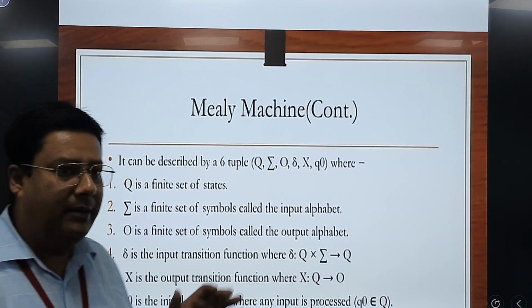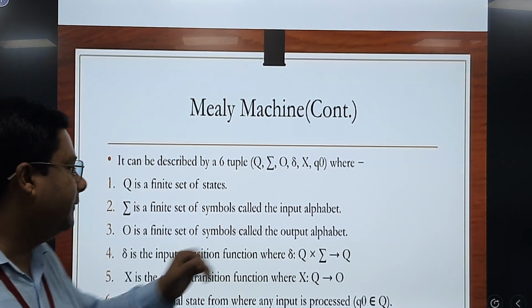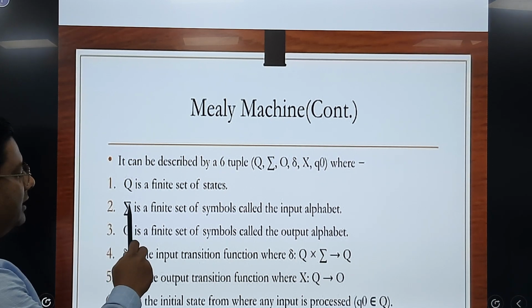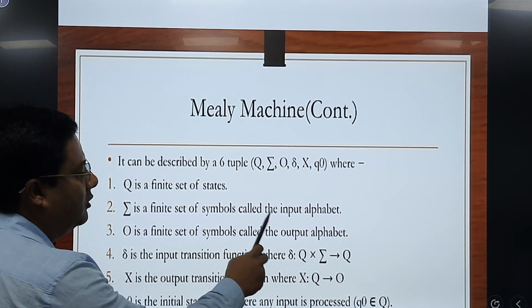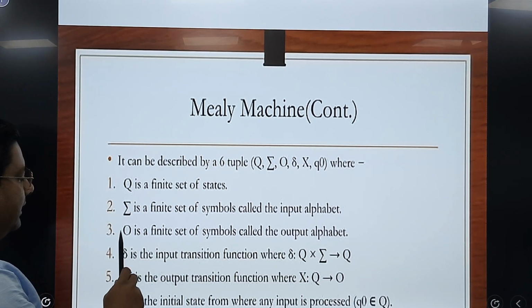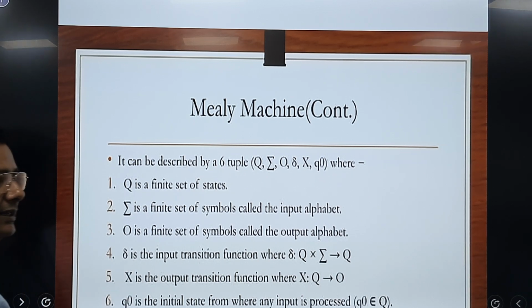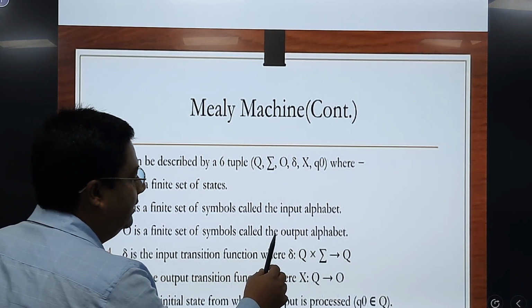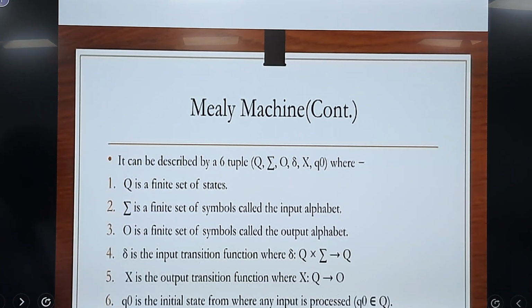This is the basic definition of a Mealy machine. A Mealy machine is basically defined by 6 tuples. The first is Q, the finite set of states. Second one is sigma, the finite set of symbols called the input alphabet. Third is O, capital O, sometimes written like a triangle, a finite set of symbols called the output alphabet.